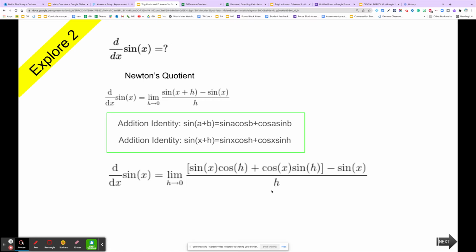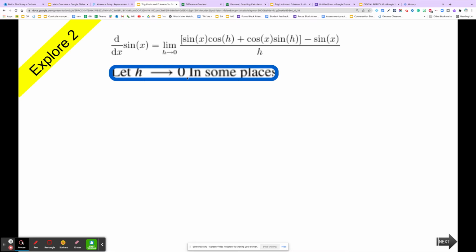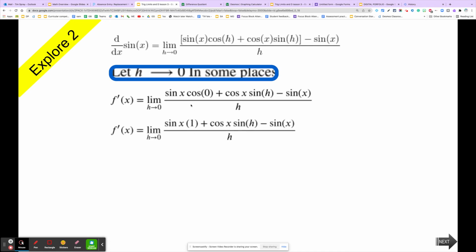Now, it doesn't look like much right now, but there's a cute little move here, and that is, I'm going to let h go to 0 in some places. So we have the cosine of h. If we have the cosine of 0, we know that on the cosine wave, when the angle is 0, we're at a value of 1. So that's really important: the cosine of 0 is 1. And remember, it doesn't matter when we let h go to 0, because it's going to go to 0 anyway. So we're conveniently choosing a time to do it, and that's what we did.